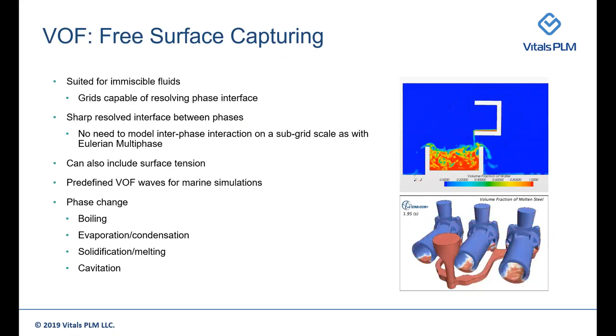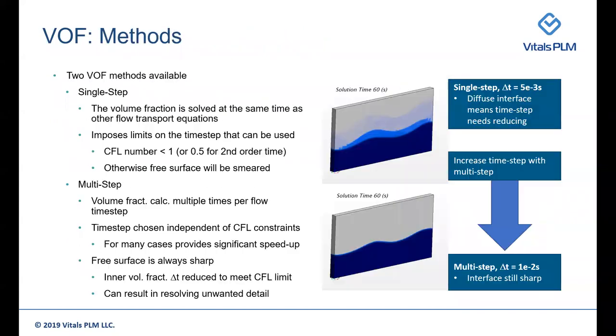Unlike the Euler multiphase, there is no need to model interface interactions on a subgrid scale. As I mentioned earlier, it is able to include the surface tensions, and also it's possible to model various additional physics of boiling and evaporation. And there are two methods within the VOF model to capture the sharp interface between the two phases, which are immiscible.